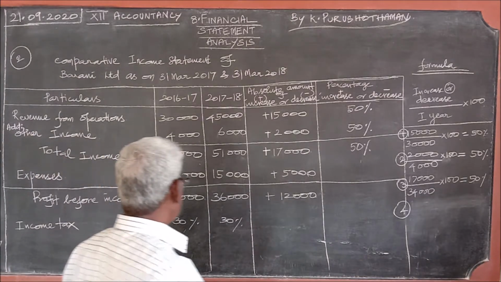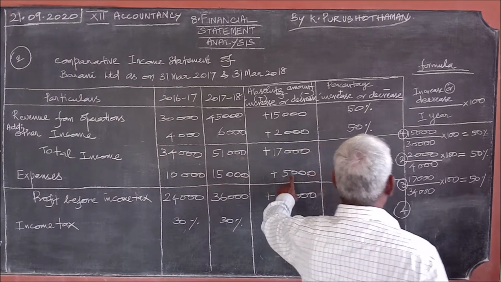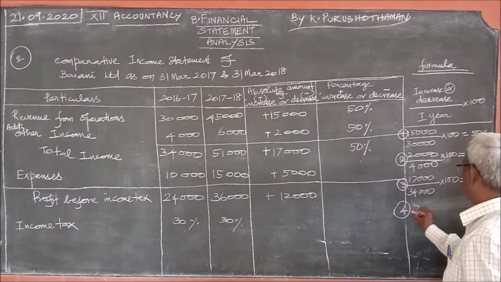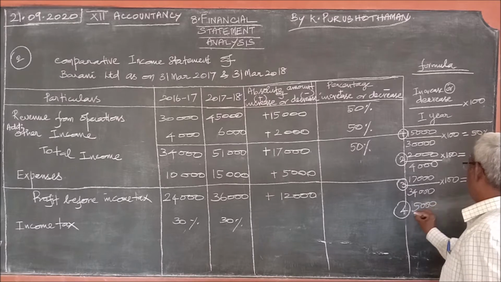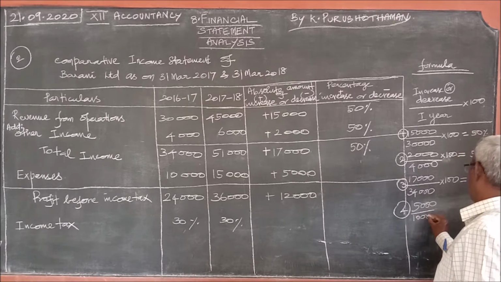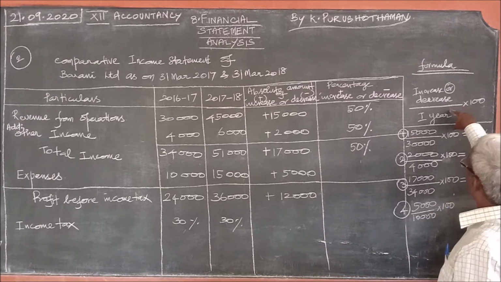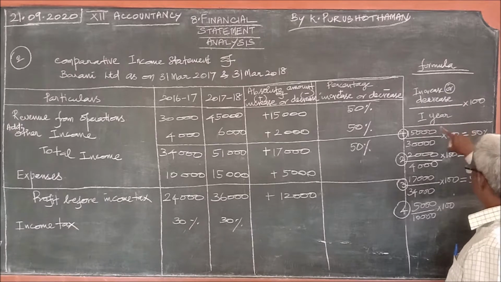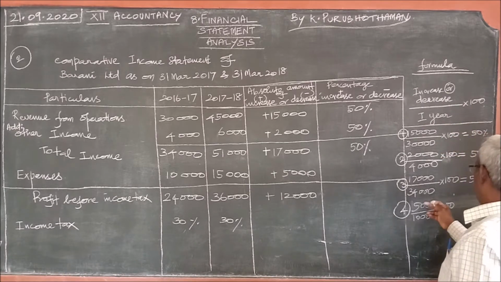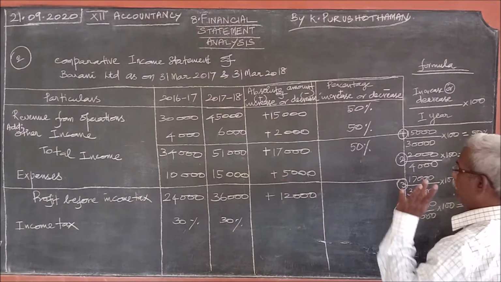We shall see the fourth one, expenses. You can see the increase in expense, 5,000. First year it is 10,000 into 100. You can note the formula here: increase or decrease by first year into 100. 5,000 by 10,000 into 100, by 2, 50%. The fourth point is over.